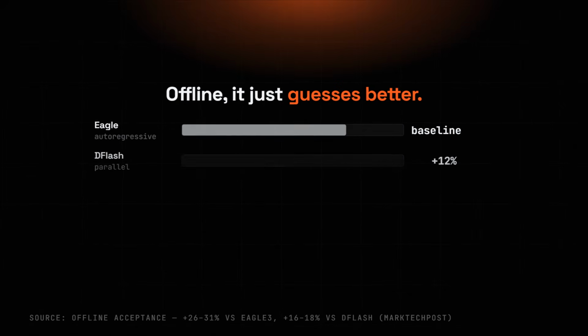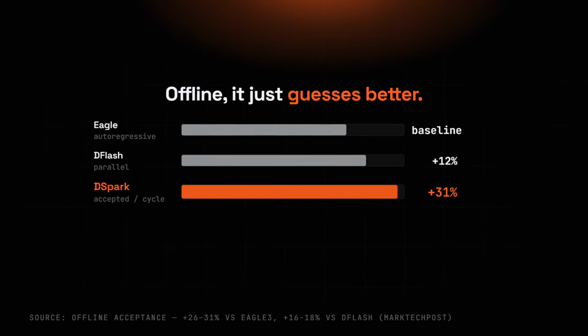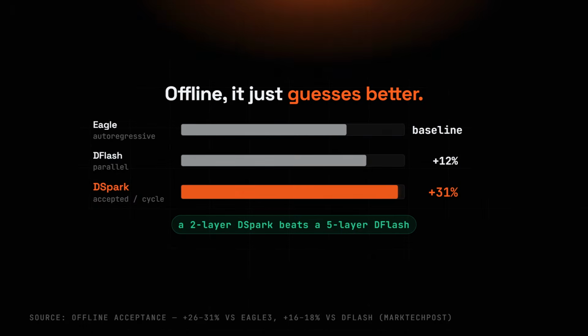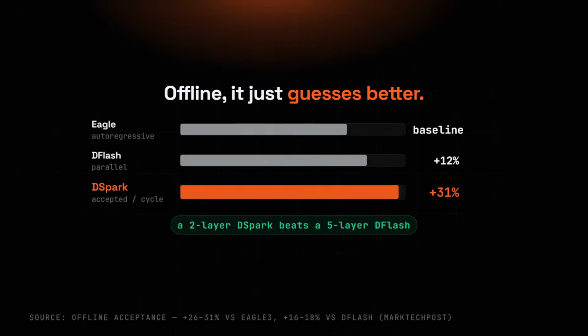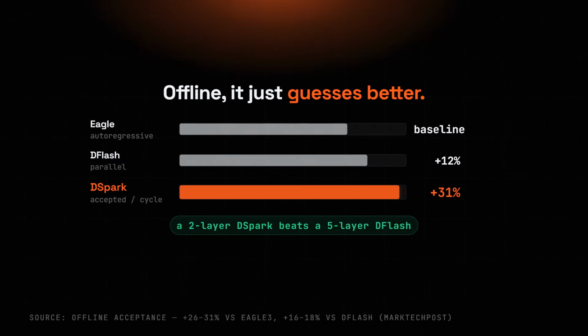About those numbers. Offline, DeepSpark accepts 26 to 31% more tokens per cycle than Eagle and 16 to 18% more than DFlash. A 2-layer DeepSpark even beats a 5-layer DFlash, better guessing from a smaller, cheaper drafter.